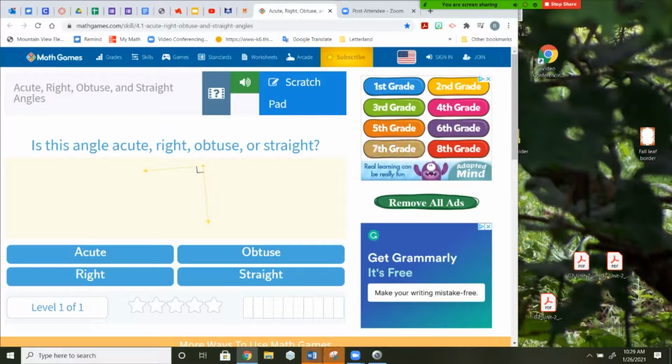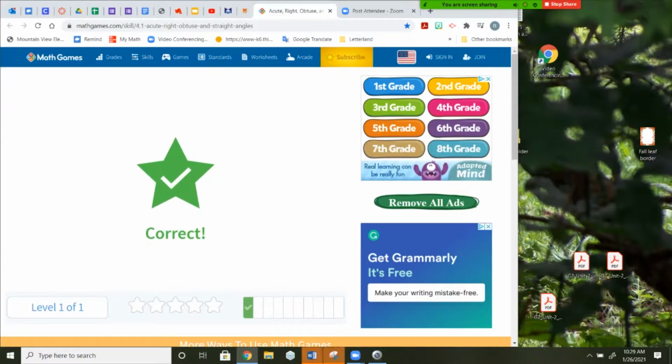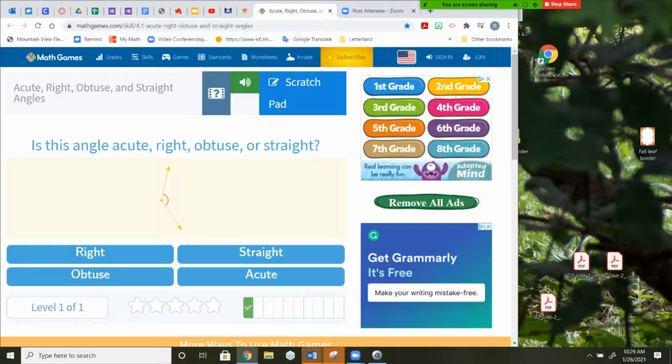Remember how we said if they put a little square in there, it looks like a little square? That's a right angle. We have a right angle. So let's click it. Let's see if you help me get it right. Hey, yeah. High five. Now is this angle acute, right, obtuse, or straight? Think about if you had a piece of paper to set in there. Obtuse. It's a big obtuse. It goes wider than a corner of a piece of paper. Super, you helped me out.